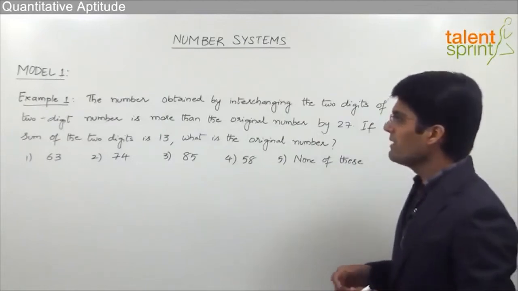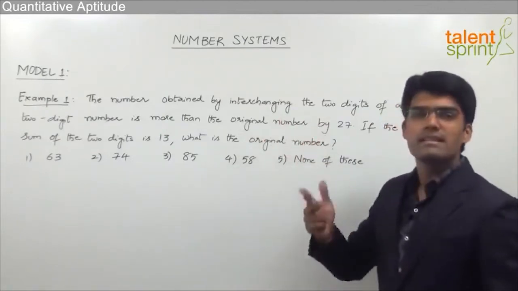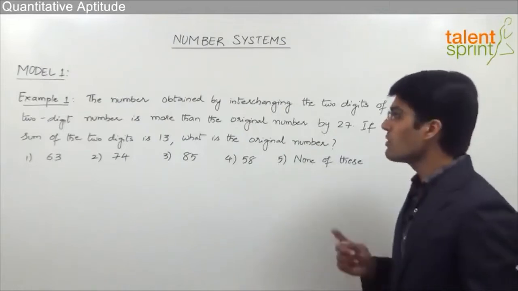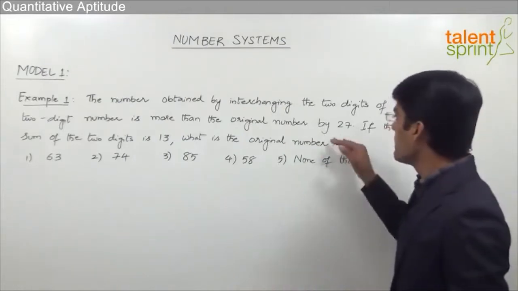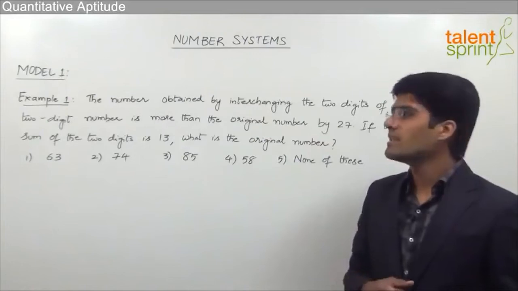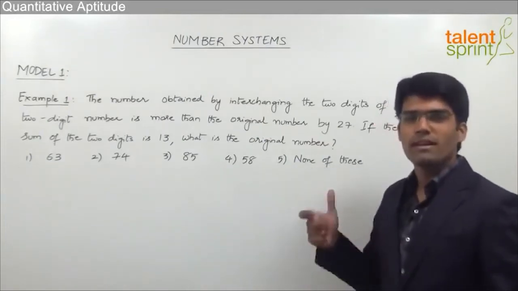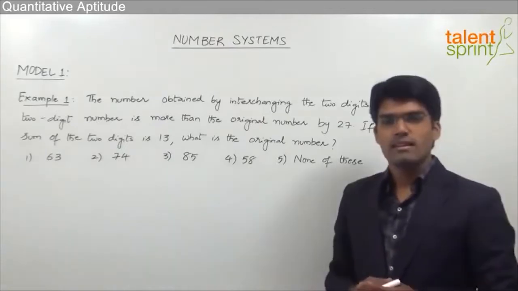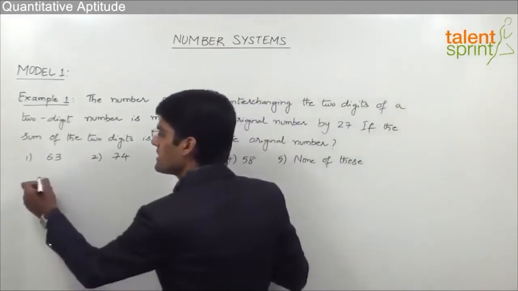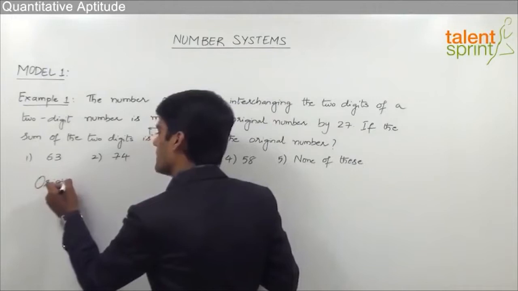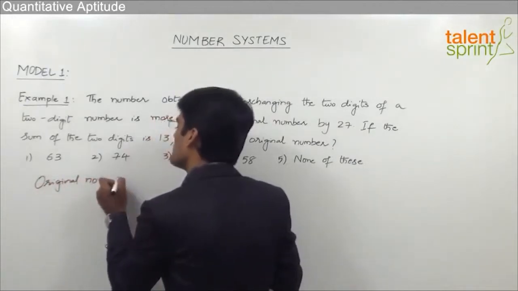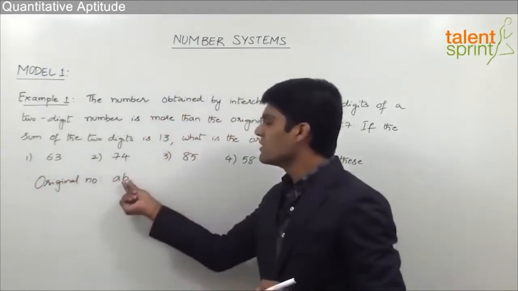So as given in the question, the number obtained by interchanging the two digits of a two-digit number should be more than the original number by 27, and the sum of the digits must be 13. From these two conditions, we need to find out the original number. Let us assume that the original two-digit number is AB, where B is the units place and A is the tens place.